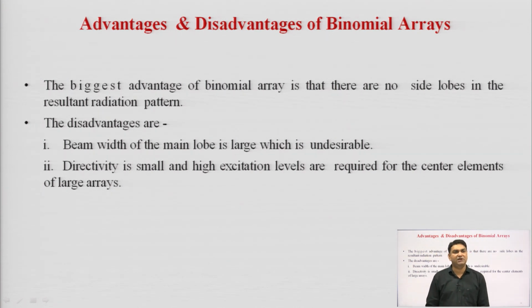These are the advantages and disadvantages. The biggest advantage of the binomial array is that there are no side lobes or minor lobes in the radiation pattern. The disadvantages are that the beam width of the main lobe is larger than in other conventional antenna array systems like broadside, end fire or uniform arrays, because we have to eliminate all the other lobes. So, the major lobe has a larger beam width. Directivity is small, and high excitation levels are required for the center elements of large arrays. You can see the distribution of different elements in the antenna array system.